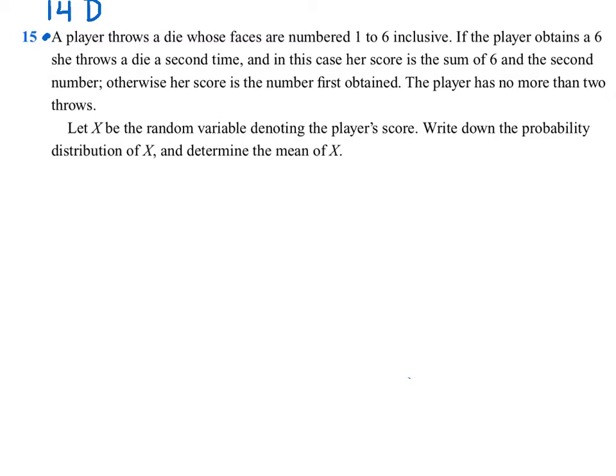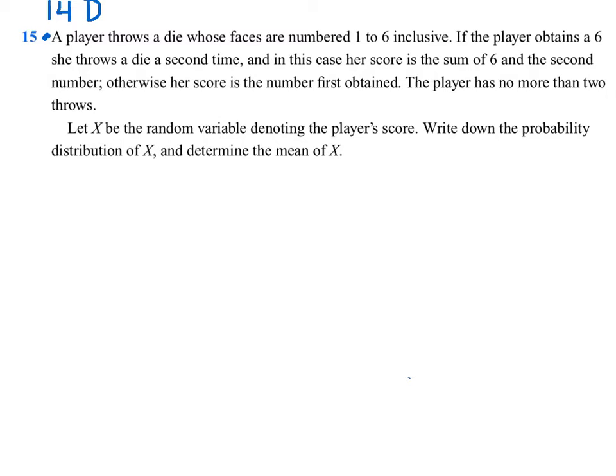The player has no more than 2 throws. Let x be the random variable denoting the player's score. Write down the probability distribution of x and then determine the mean of x. Well, the problem with this question, like with many probability questions, is to work out exactly what's happening.